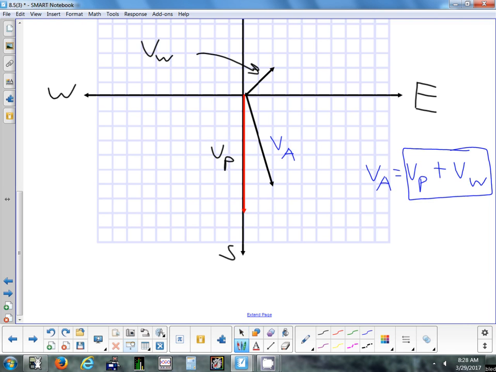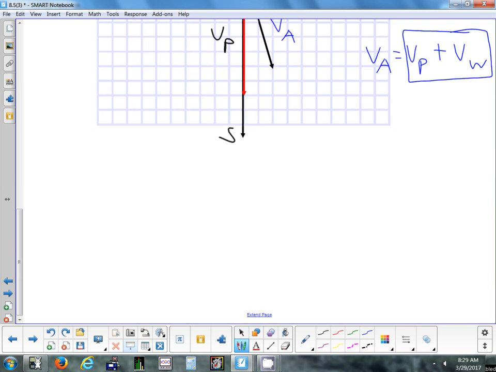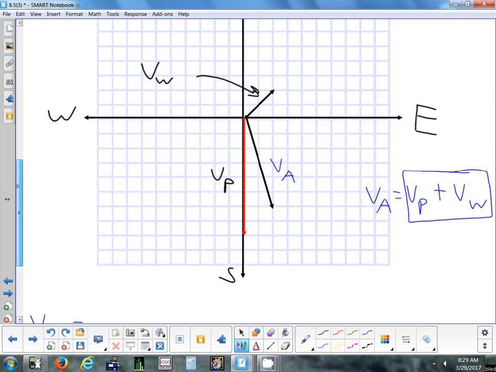Okay, so what we have to do is find V sub p and V sub w. We have to figure those out in terms of i and j. So using our cosine and sine, just turn that into a velocity vector. Let's start with V sub p. Okay, to write a velocity vector, what's the first thing you need to know?